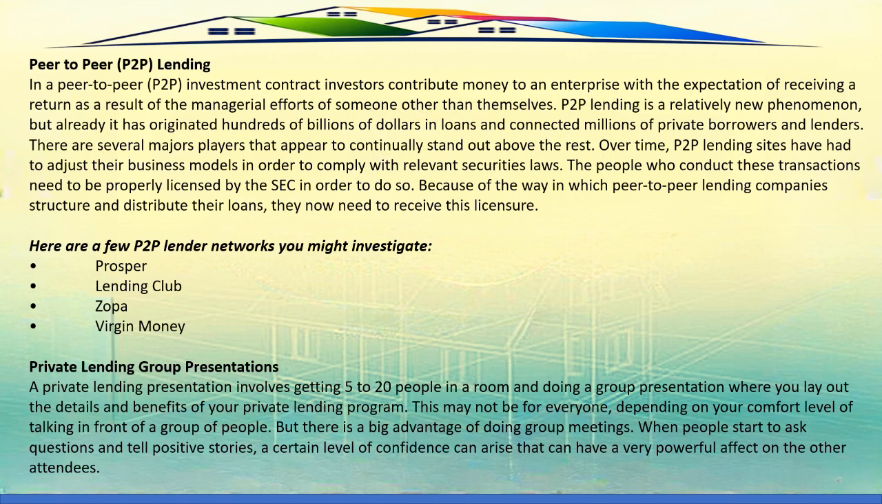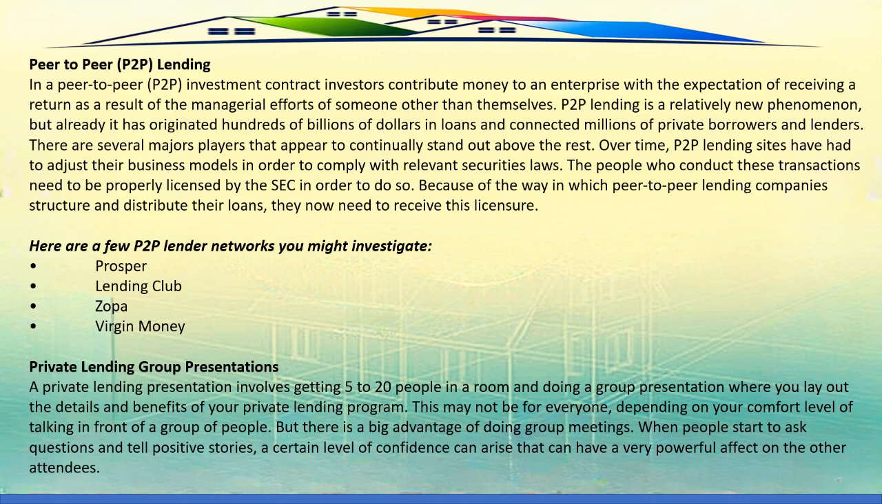There are several major players that appear to continually stand out above the rest. Over time, P2P lending sites have had to adjust their business models in order to comply with relevant securities laws. The people who conduct these transactions need to be properly licensed by the SEC in order to do so. Because of the way in which peer-to-peer lending companies structure and distribute their loans, they now need to receive this licensure. Here are a few P2P lender networks you might investigate: Prosper, Lending Club, Zopa, Virgin Money.